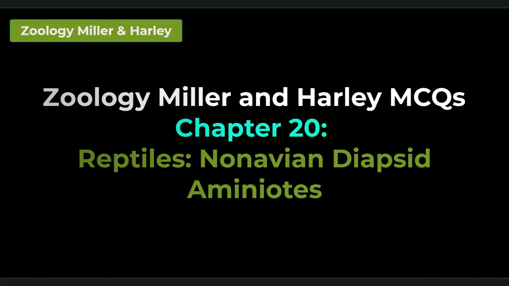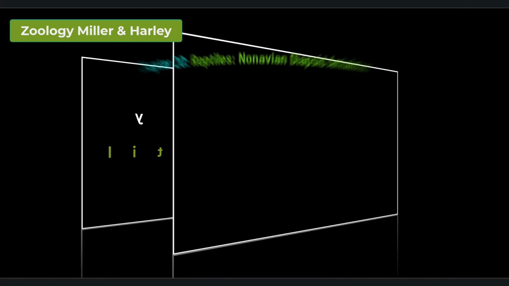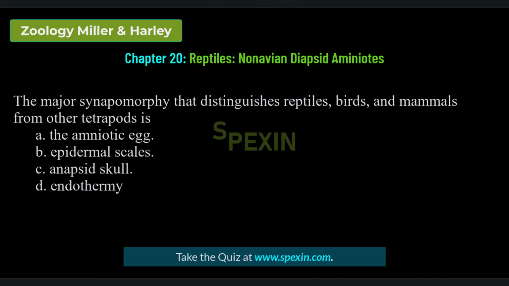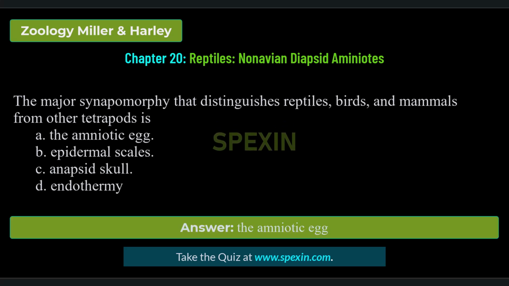Zoology Miller and Harley MCQs. Chapter 20. Reptiles. Nonavian Diapsid Amniotes. Let's start. The major synapomorphy that distinguishes reptiles, birds, and mammals from other tetrapods is the amniotic egg, epidermal scales, anapsid skull, endothermy. Correct answer: the amniotic egg.